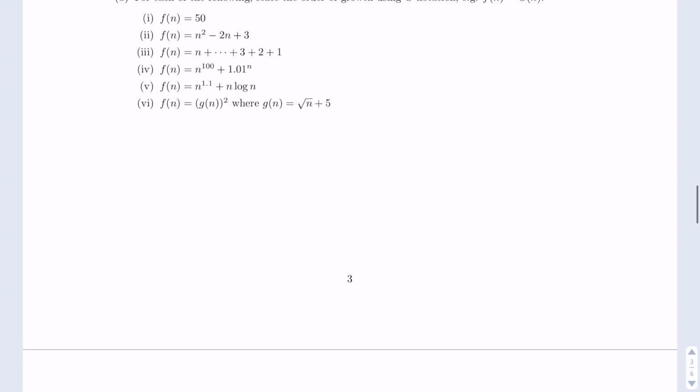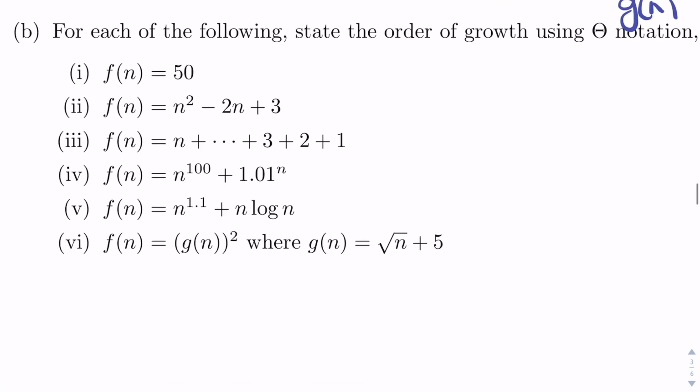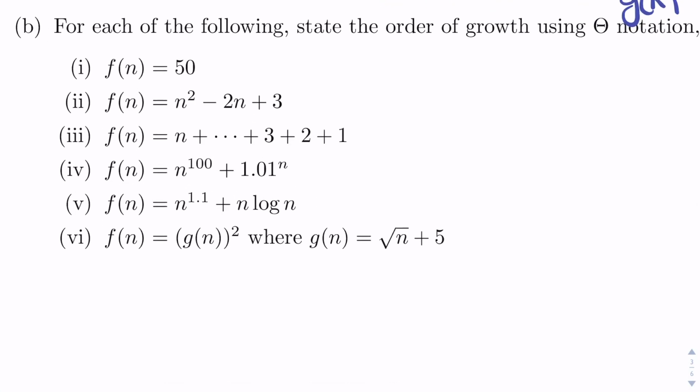Okay, now let's move on to the next question. So for these expressions or functions, we want to state the order of growth using theta notation, right? So we want to have an expression of the form f of n is equal to theta of some function, right? So f of n is equal to 50. Well, that's a constant number. So as we increase the size of n, the output is always going to be 50.